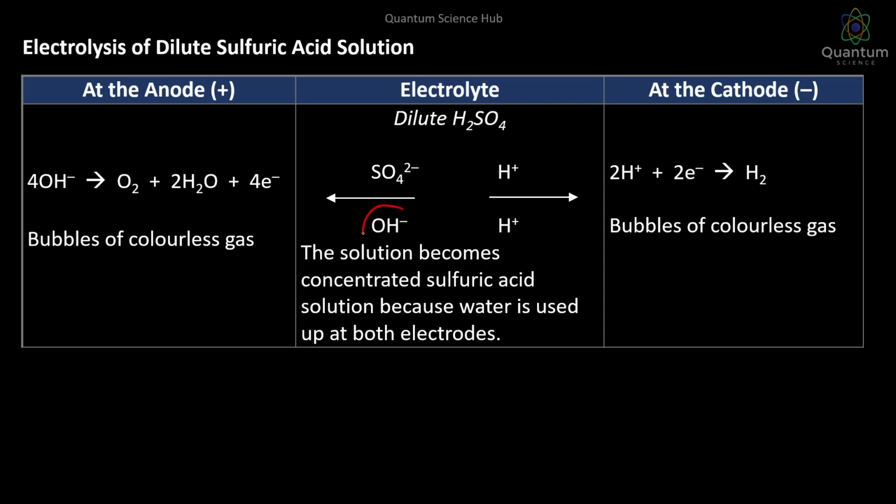Since OH negative is taken at the anode and H positive is taken at the cathode, what is left in the electrolyte? H positive and SO4 2 negative. So what is this? H2SO4. But you remove the water, so it will become concentrated because now it contains less water. This is just electrolysis of water. So you can say the solution becomes concentrated sulfuric acid solution because water is used up at both electrodes.